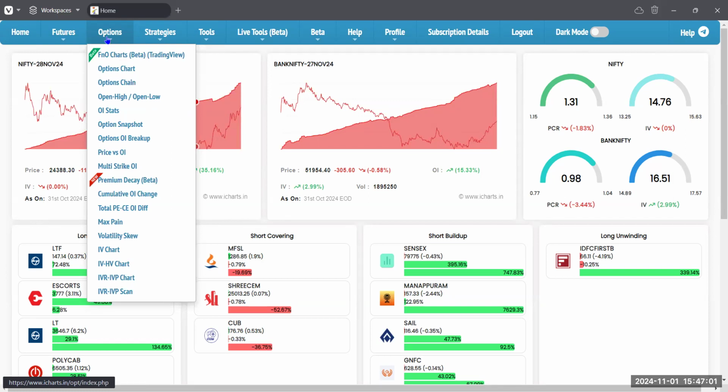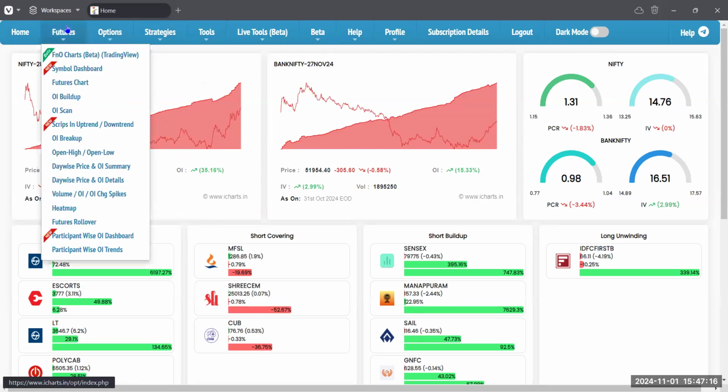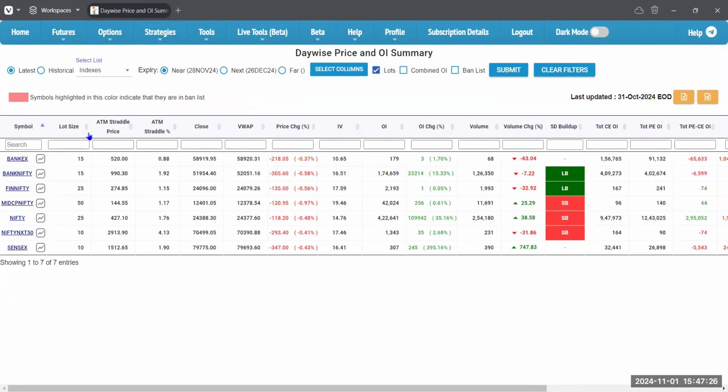When you are taking options, do you trade spreads, or do you just buy options or sell options? For now, maybe if you want to take a positional kind of thing, anything that you have in mind that's good for us to know about. Yeah, we have discussed this before also. Day-wise price and OI summary is probably a very good tool.